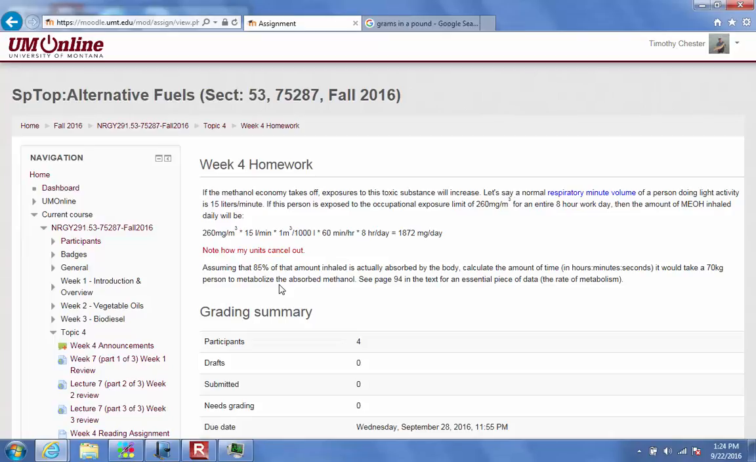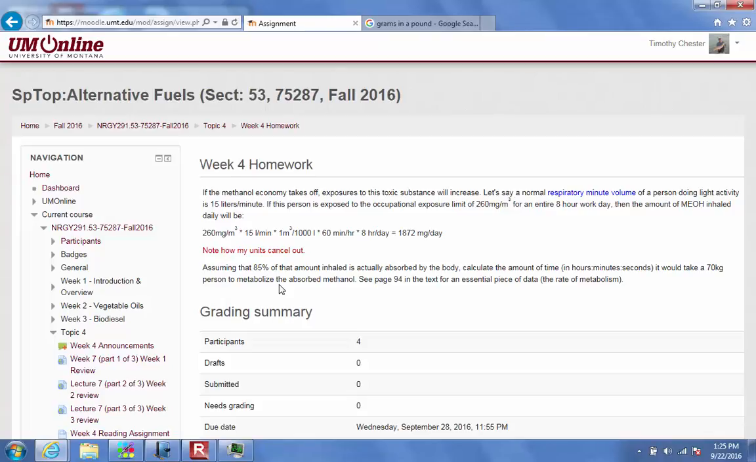So we're looking at methanol this week, obviously, but it is toxic, and we do have to worry about exposure for people to it. So we have some information given to us right off the bat. We have to kind of set a standard. What is a normal respiratory minute volume for a person? And it's going to be 15 liters per minute. So that's useful information we're definitely going to want to set aside for later, right? We can recognize that that's going to be useful.